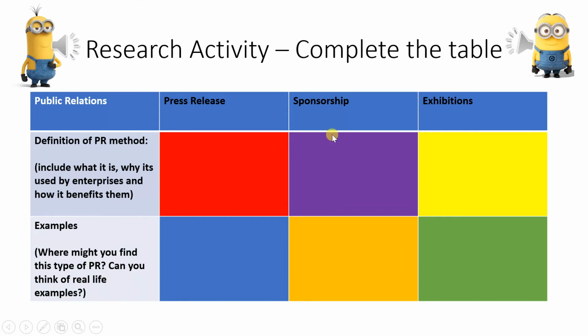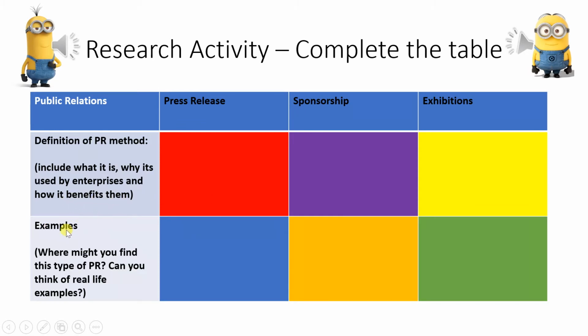I'm going to talk you through the first type of PR method, which is press release, to help you fill in the boxes. So the red box, you need to include a definition. So you could say, a press release is an article that businesses publish in newspapers to improve awareness of their business. It's used by enterprises because it increases awareness of their business and lets potential customers know what they're about, their values, and what they kind of sell. And it benefits them because increasing this awareness of the business will hopefully increase sales. So that's your red box.